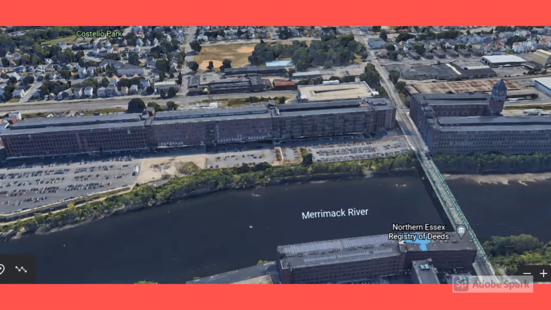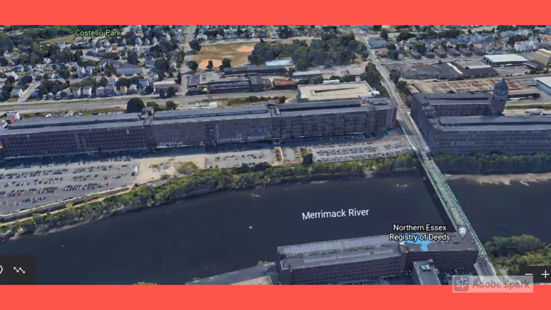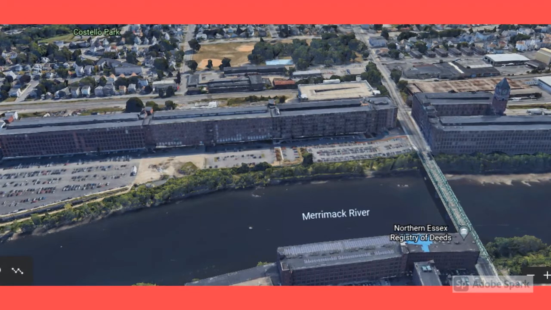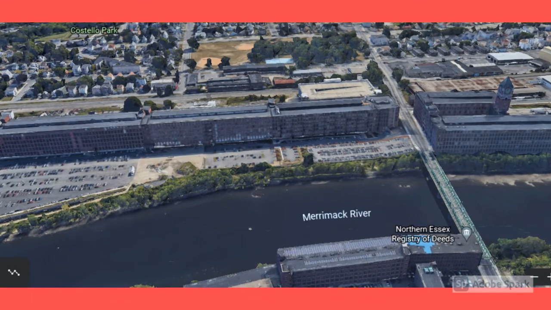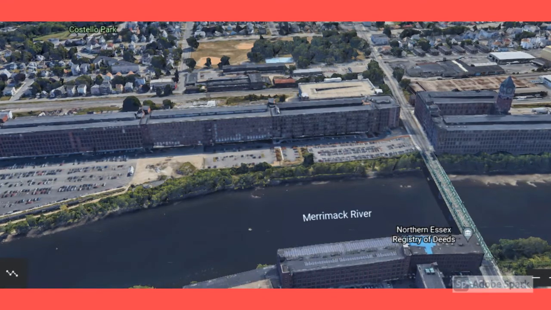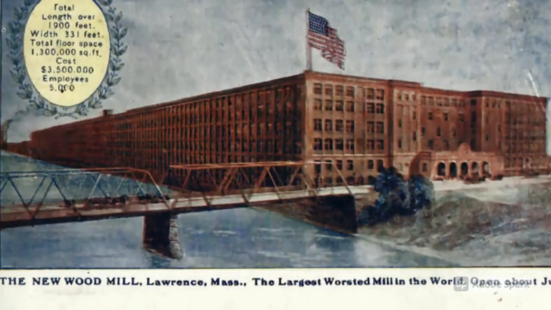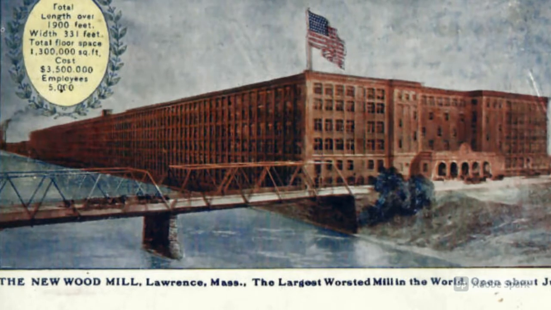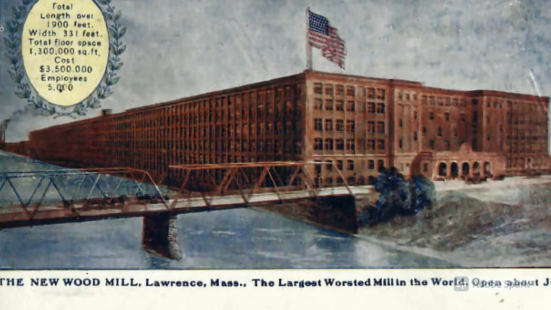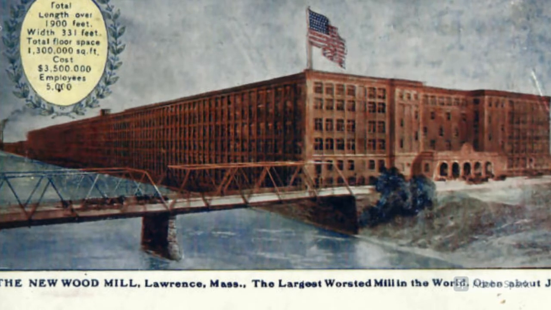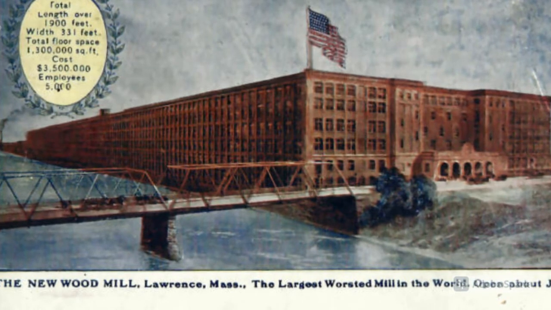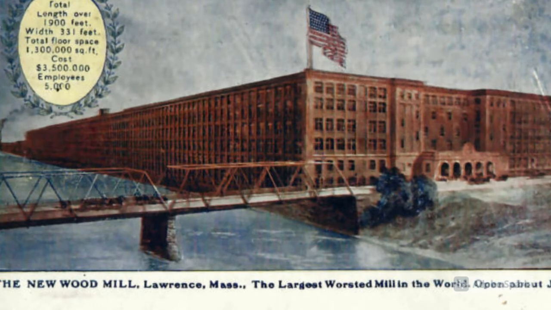The mill buildings are just absolutely massive in Lawrence, and this is a picture from Google Earth. On the left side is the Wood Worsted Mill, and on the right side is the Ayer Mill. The Wood Worsted Mill was constructed between 1906 and 1909 for the American Woolen Company. It was known to the locals as the eighth wonder of the world, and if you were standing near it, you would see why it was called that.